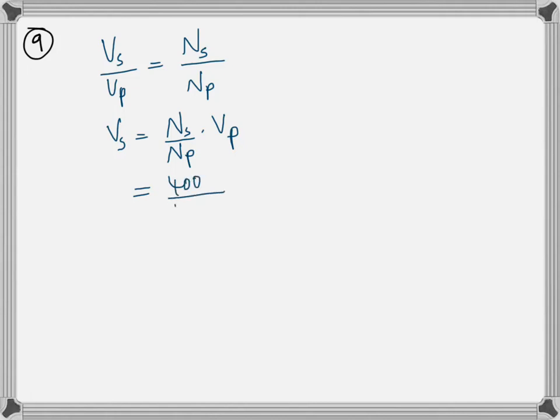Number 9, surely the ratio of the voltages is equal to the ratio of the turns. That's all you need. And put it there. Get 400 by 100 times 120. That is 480 volts.